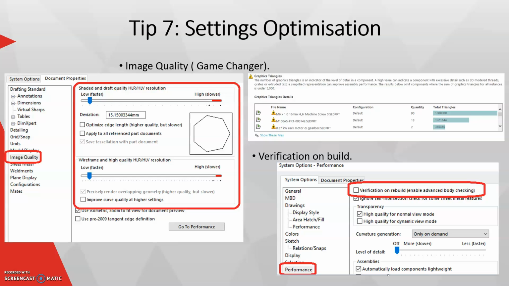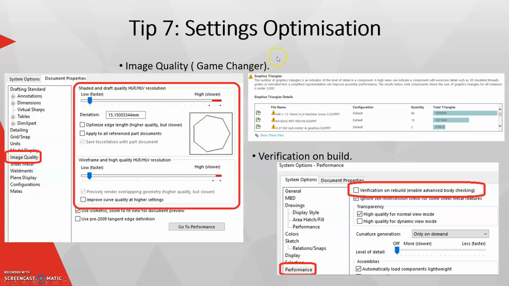Tip 7 is setting optimization. So I'm going to talk about two main ones for now. As Quentin has mentioned, tessellation. He's done quite an extensive little section on tessellation, explaining the actual implications of using it and what it is. Well, I can just use this as an example here. Please, if you want to change the tessellation, go to document properties, or system options, document properties, image, and drag these down.